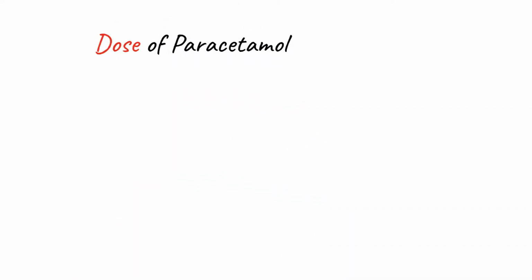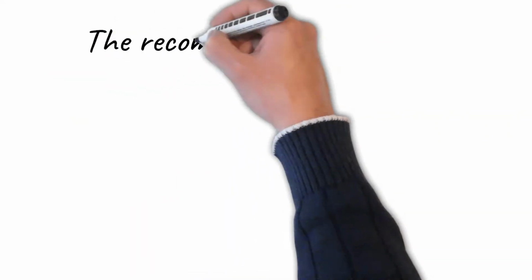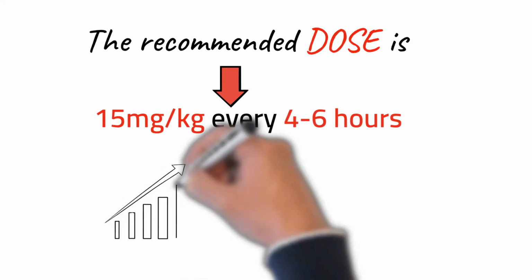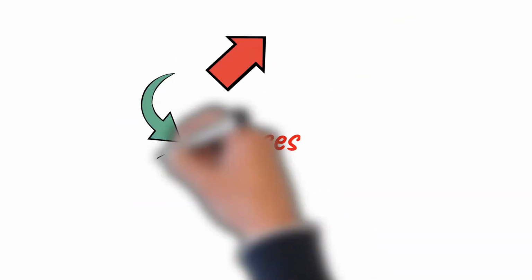How to give paracetamol to babies and children. The dose of paracetamol is based on your child's weight and not their age. The recommended dose is 15 mg per kilogram every 4 to 6 hours, to a maximum of 1 gram per dose, and no more than 4 doses in a 24-hour period.